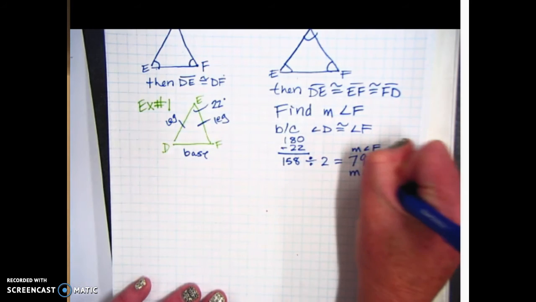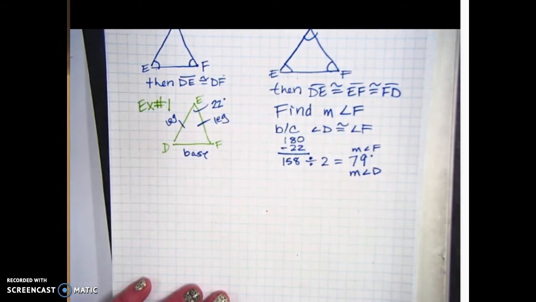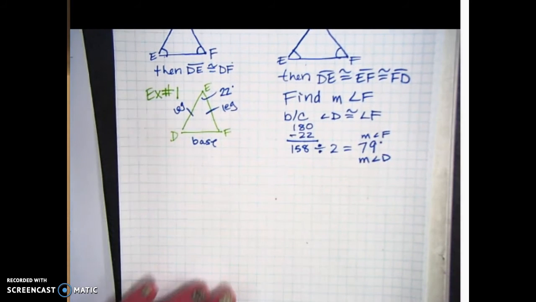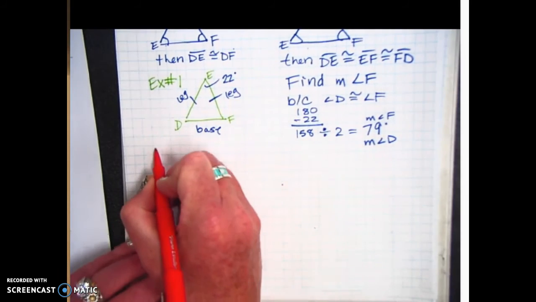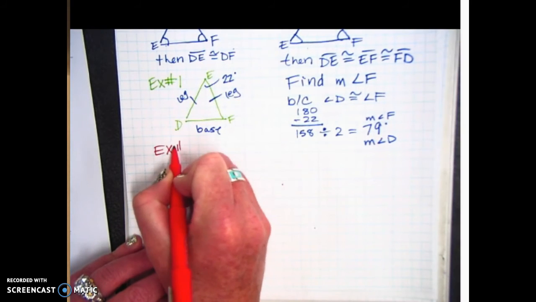It's also the measure if they'd asked you for D. They could have asked you for either, you would have gotten that same answer, all right? Any questions on example number 1? All right, move over to the example number 2 box.